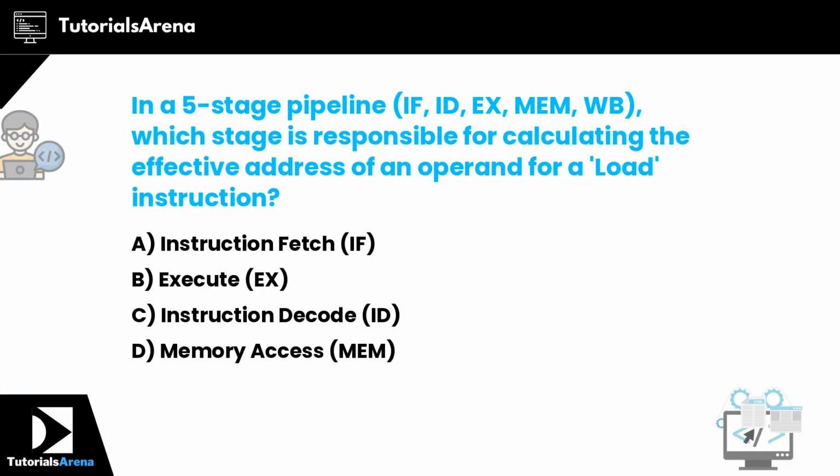In a 5-stage pipeline, IF, ID, EX, MEM, WB, which stage is responsible for calculating the effective address of an operand for a load instruction? The correct answer is option B, execute, EX.